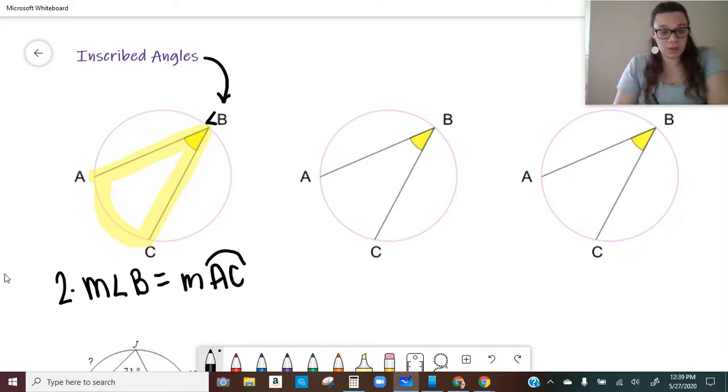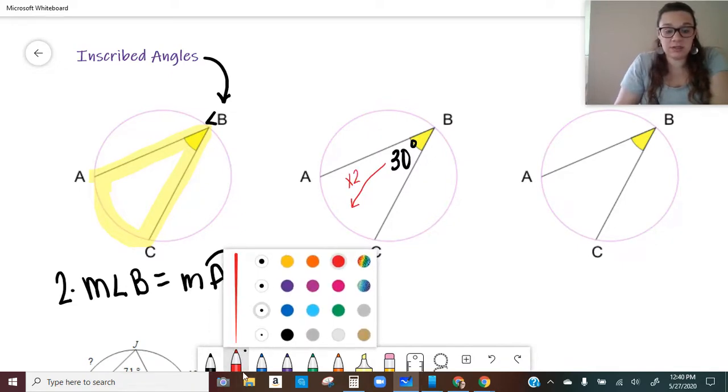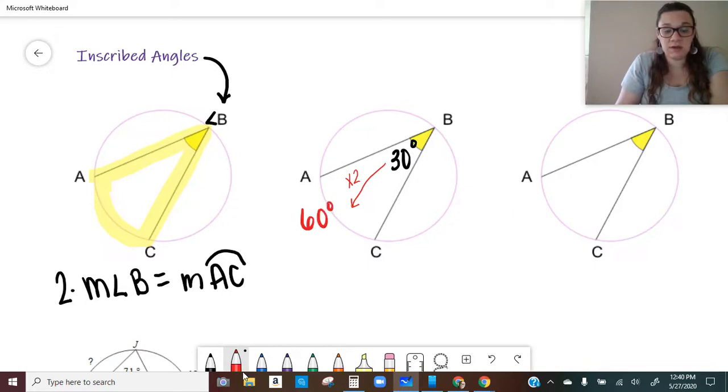So that's our rule. Let me show it to you in action though. It'll make a lot more sense. So here's how it plays out. Say you're given this angle measurement of the inscribed angle is 30 degrees and you're looking for arc AC. You literally just have to double it. That's it. So from here to here, we'll do a times 2 to get 60 degrees for arc AC.